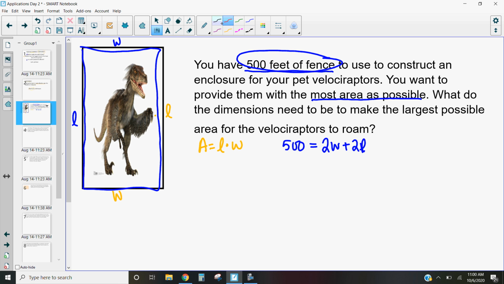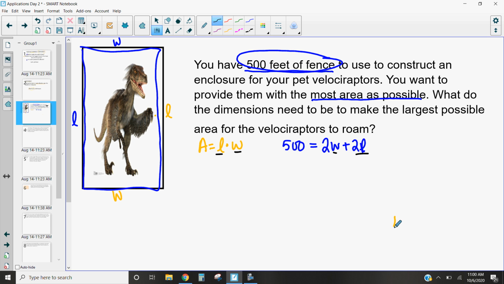So notice how over here, I've got a width and a length. And in my area equation, I also have a width and a length. Both of these things are written in terms of two variables, and it's difficult to solve for a variable if it's written in terms of two variables. So what I want to do is take my perimeter equation here and rewrite it so that it is equal to one variable.